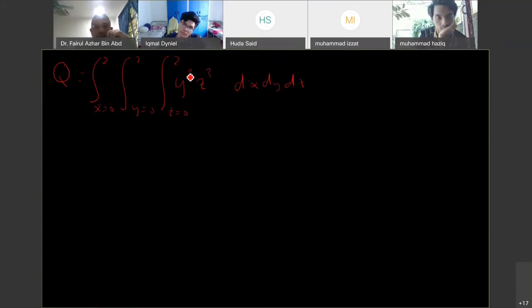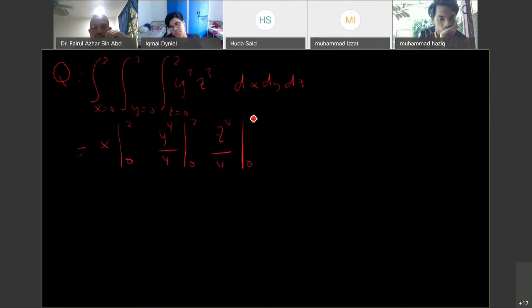Okay. If you solve this one, you will have x from 0 until 2. Integrate y power of 3, then you will have y power of 4 divided by 4, and the limit from 0 until 2. The same goes for z: z power of 4 divided by 4, and the limit is from 0 until 2. So here we'll have 2.